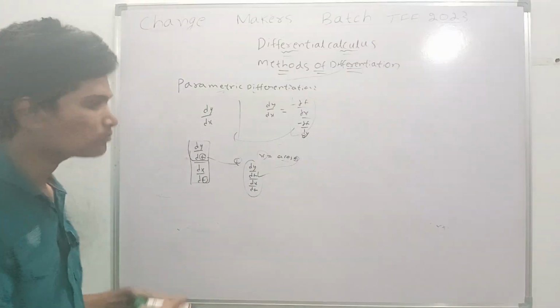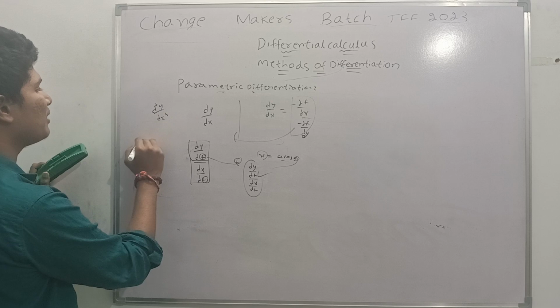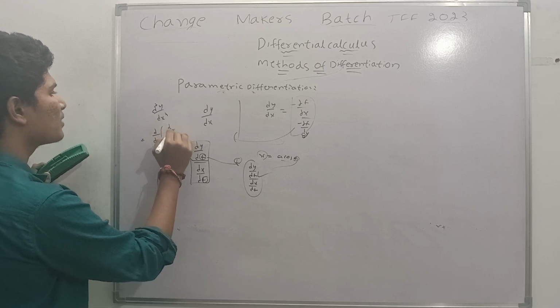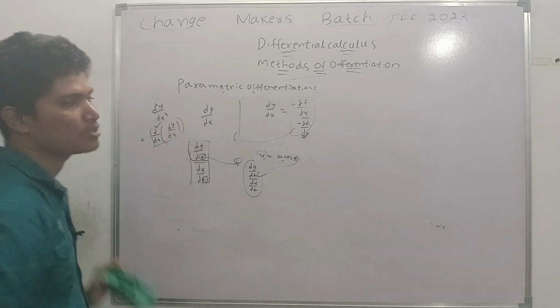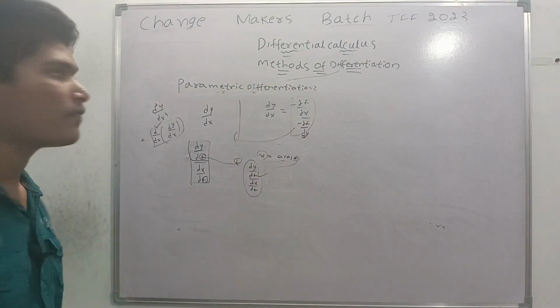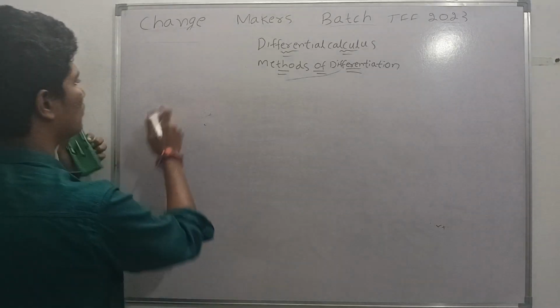And also, d2y by dx square is nothing but d by dx of dy by dx. It is very important. So many people get confused in this. And next, differentiation of one function with respect to another function. It is another topic.